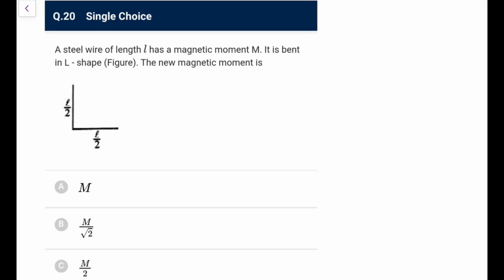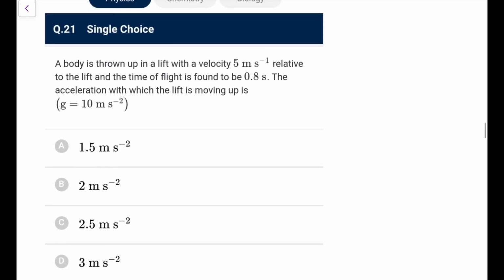So what we know here directly is that the magnetic moment M is proportional to the small l, or you can say the pole-to-pole separation. Initially it was L, now the pole separation would be L by root 2. Since the separation becomes 1 by root 2, the magnetic moment will also become 1 by root 2, so go for M by root 2.